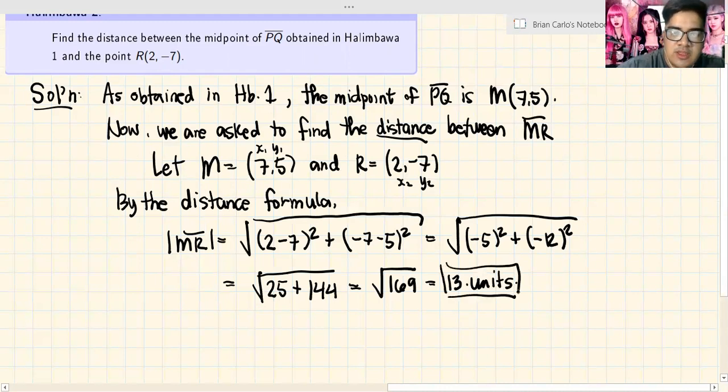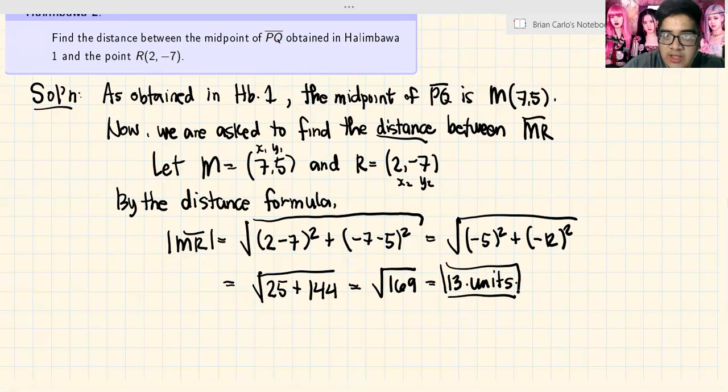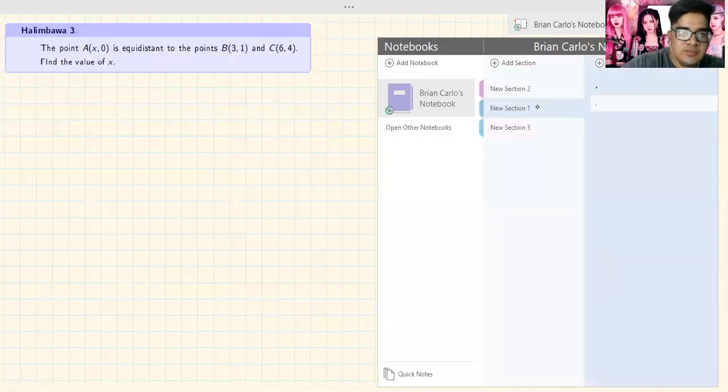Okay? So, yun. Pansinin nyo, kapag midpoint hinahanap, point ang resulta. Kapag distance, it is a number. Okay? So, yun. Let's go to the next example.